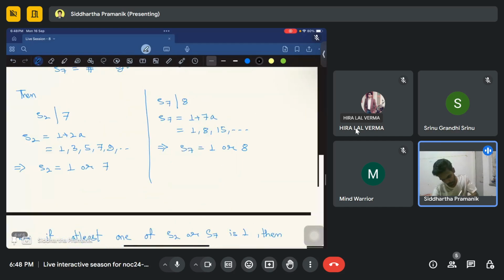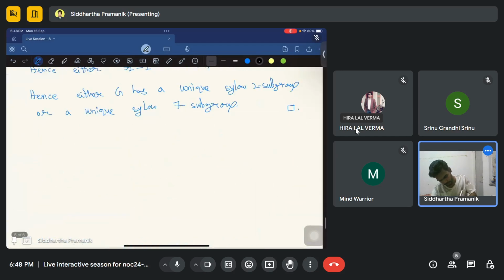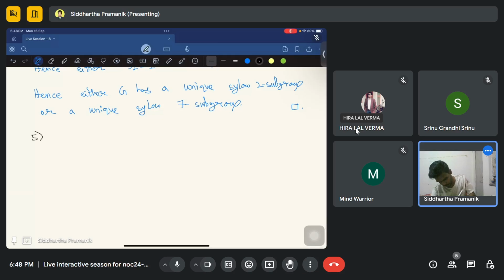So this is problem number 5. In the lectures, you have seen that every group of order 15 is cyclic. I hope you have seen this. So I want to say that something more general is true, and I want to do it now.